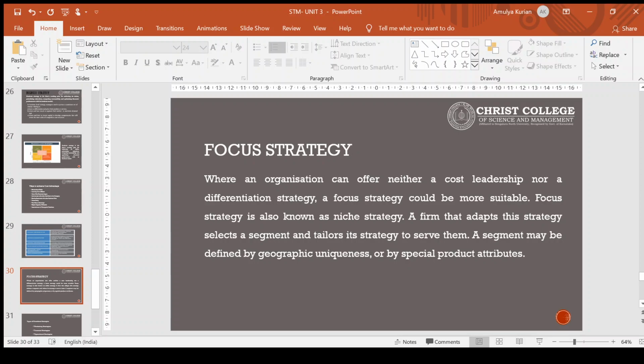So, this is all about business level strategy. There are three different strategies in business level. First one is differentiation strategy, cost advantage strategy, and focus strategy.